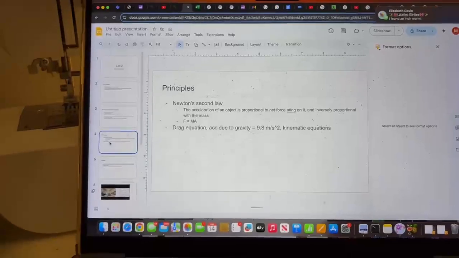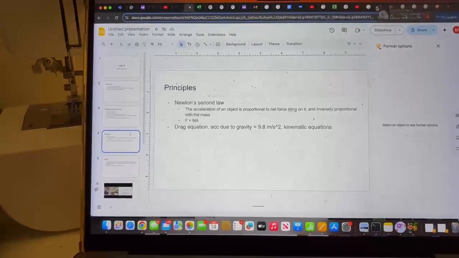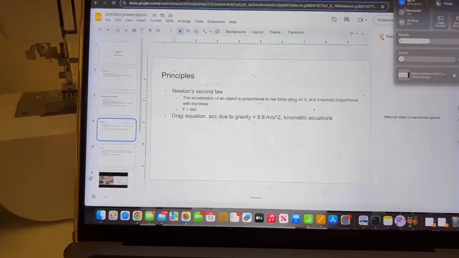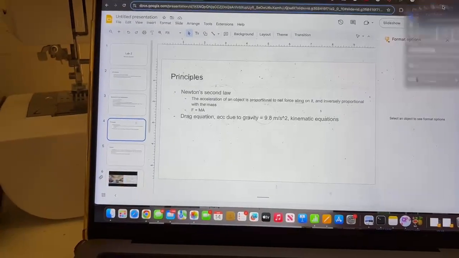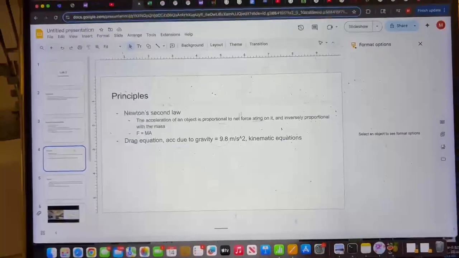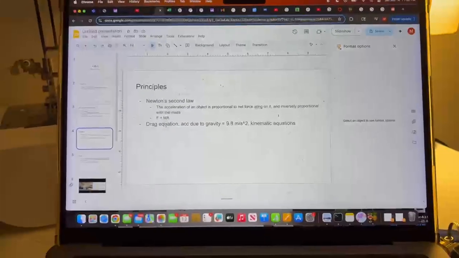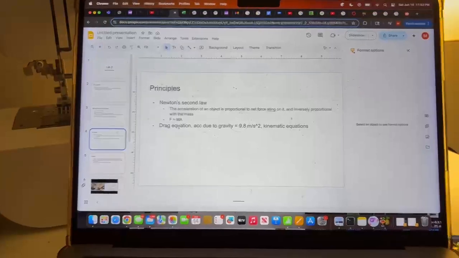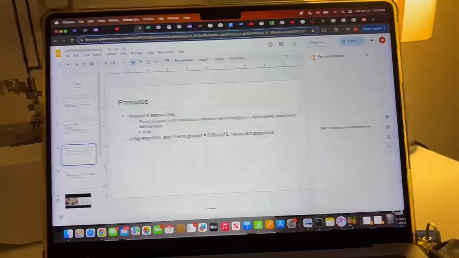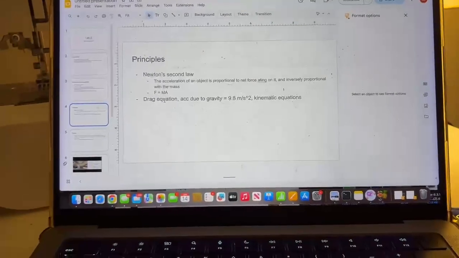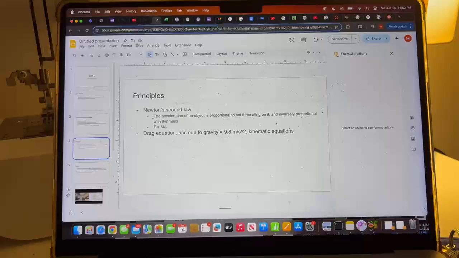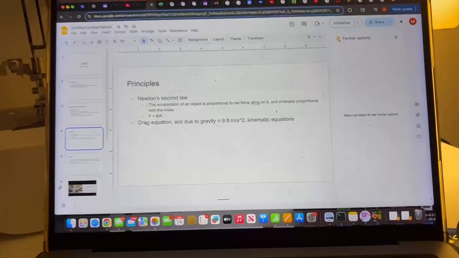Principles. The drag equation is one of the principles we have to understand, as well as acceleration due to gravity being 9.8 meters per second squared, kinematic equations, and then Newton's second law, which is that the acceleration of an object is proportional to the net force acting on it and inversely proportional to the mass.